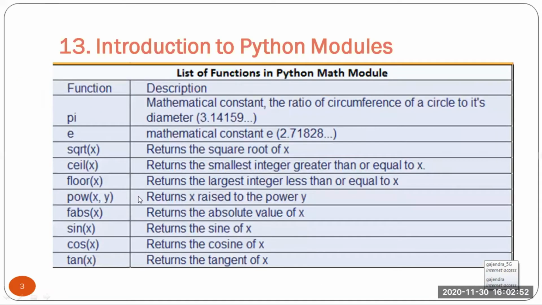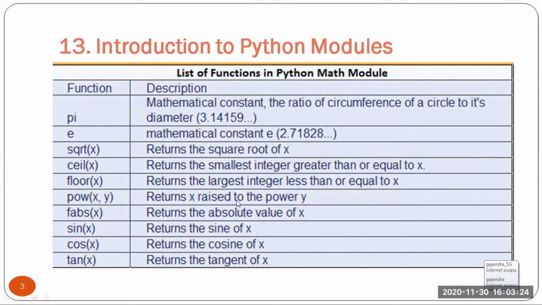These are the list of functions available in the Python math module. The first one is pi, a constant, 3.14, which we use while calculating the circumference of a circle. Then e is a mathematical constant. Then sqrt to find the square root of a number. Ceil is generally a rounding of a value. We'll take an example, it will be more clear.